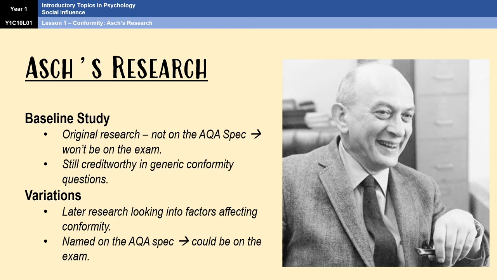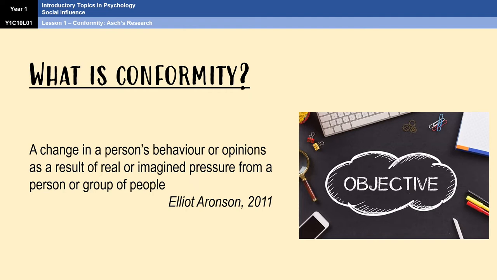The baseline study is not specifically named in the spec, which means that you won't get asked about it in an exam. However, the variations are named, which means that any exam questions about Asch's research will always focus on the variations rather than on the baseline study. That being said, I'm still going to go over the baseline because it will help you to make sense of the variations, and also it's a useful study to know because even if you get a question about generic conformity research, you can still get marks for outlining the baseline study because it's still a relevant and credible study. So let's jump in and have a look at what Asch did.